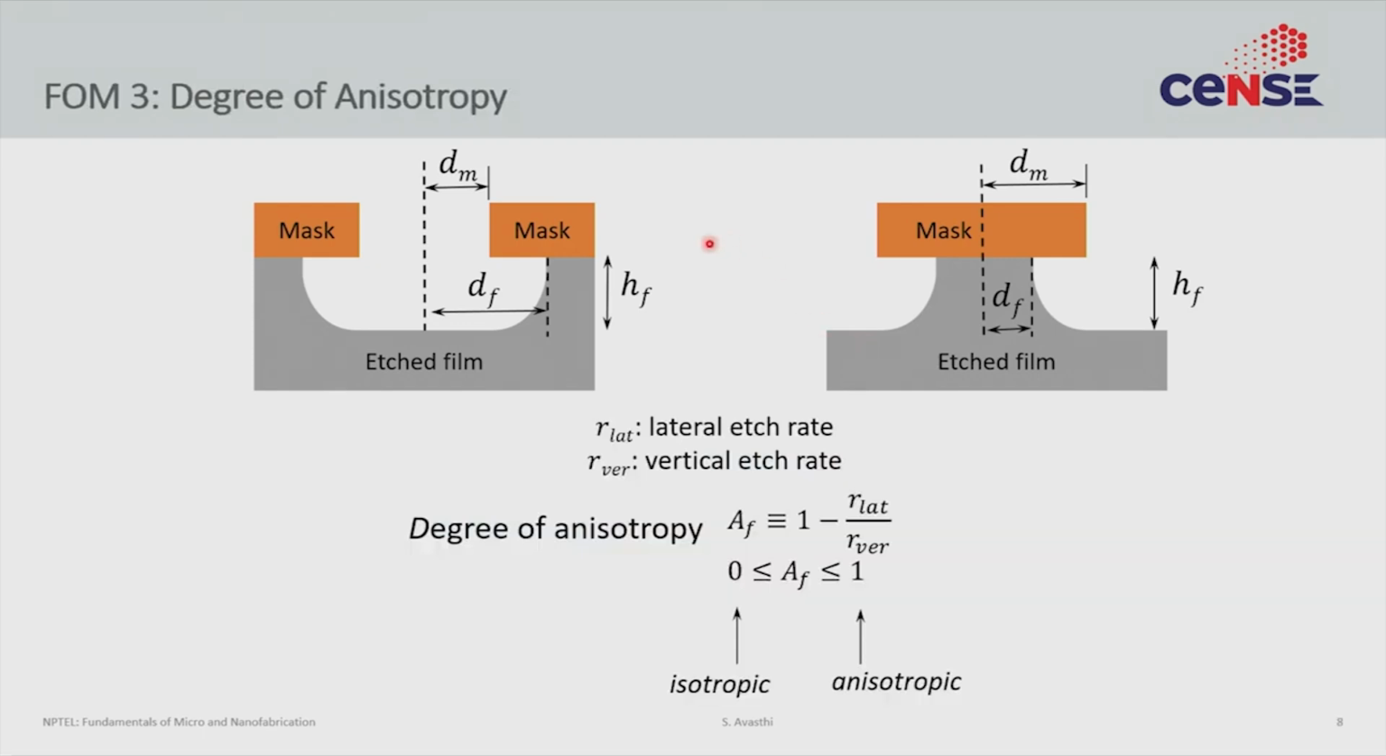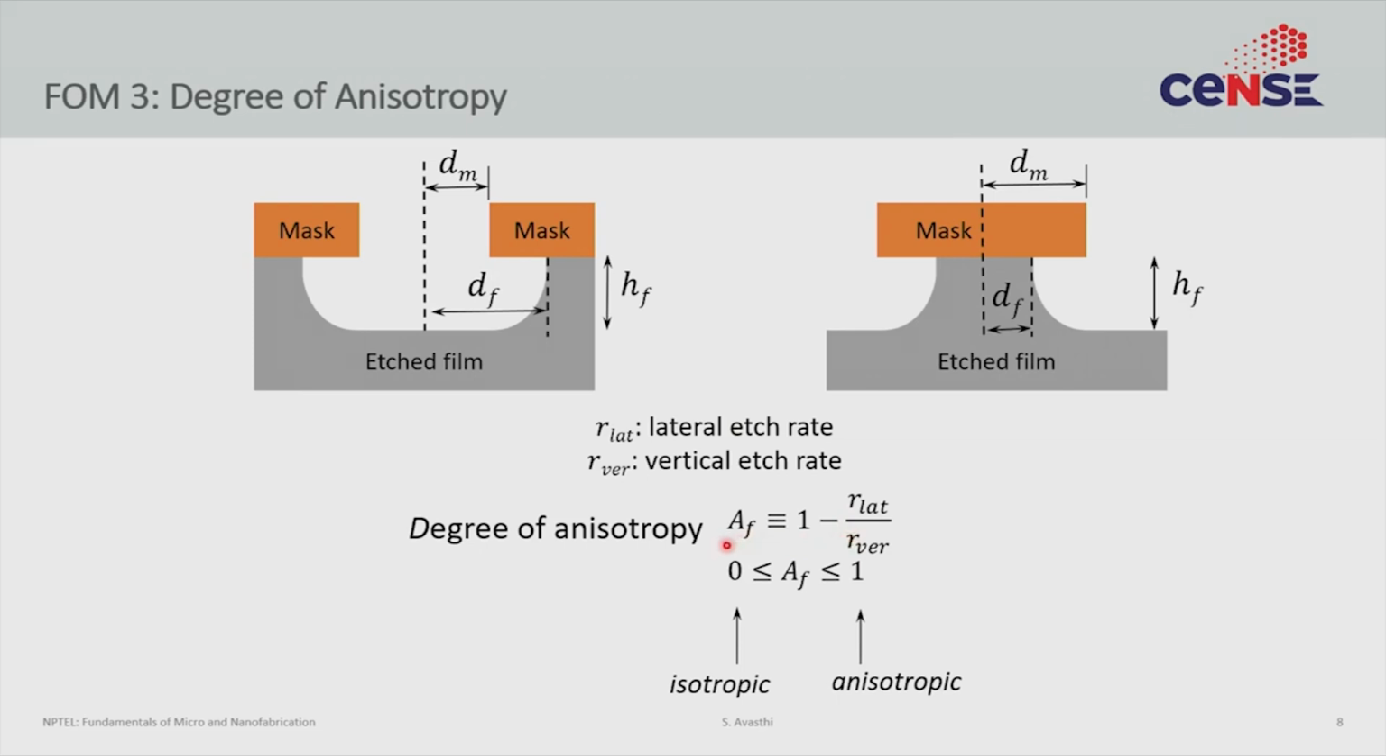Now, the third figure of merit that is often reported for etching solutions is the degree of anisotropy. It's related to undercut, but strictly speaking what it tells you is that you measure a lateral etch rate, which is the etching rate in the x direction, and you measure vertical etch rate, which is the etching rate in the y direction, and you simply calculate how different they are from each other.